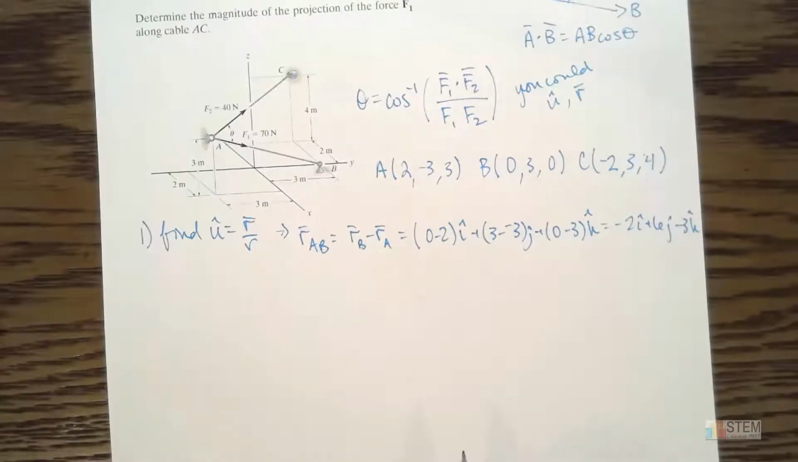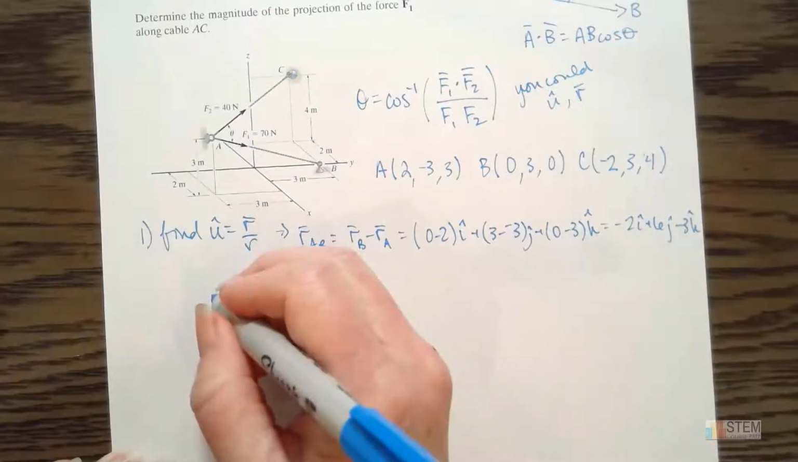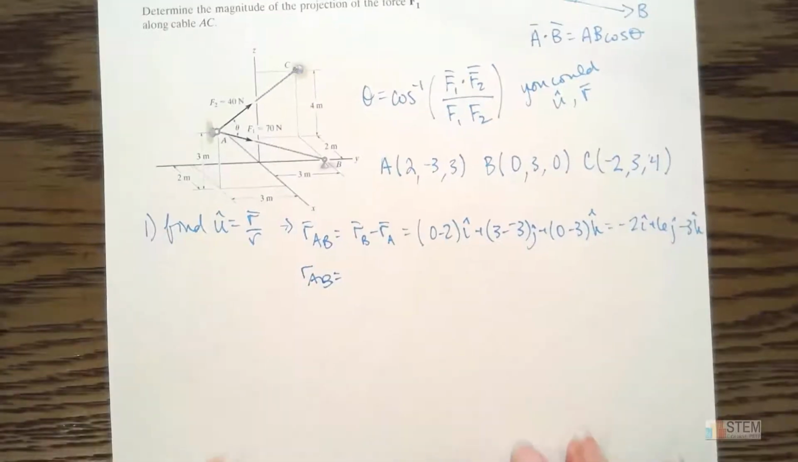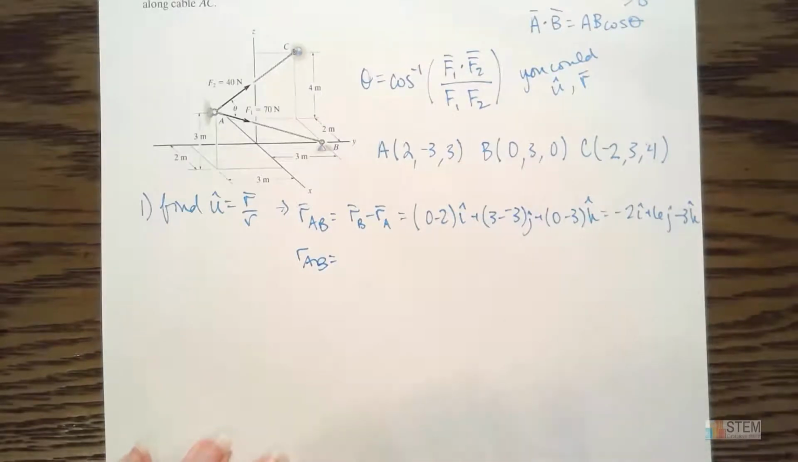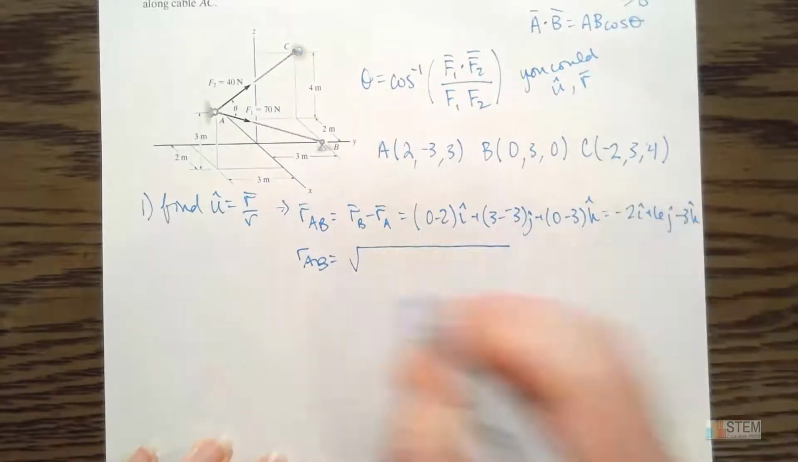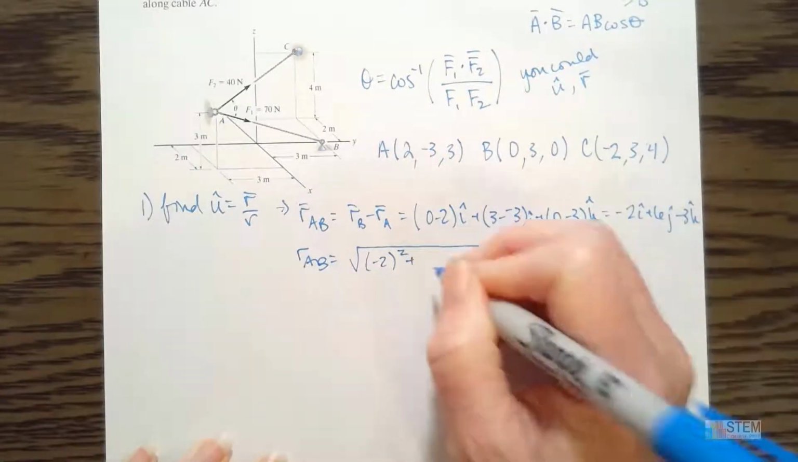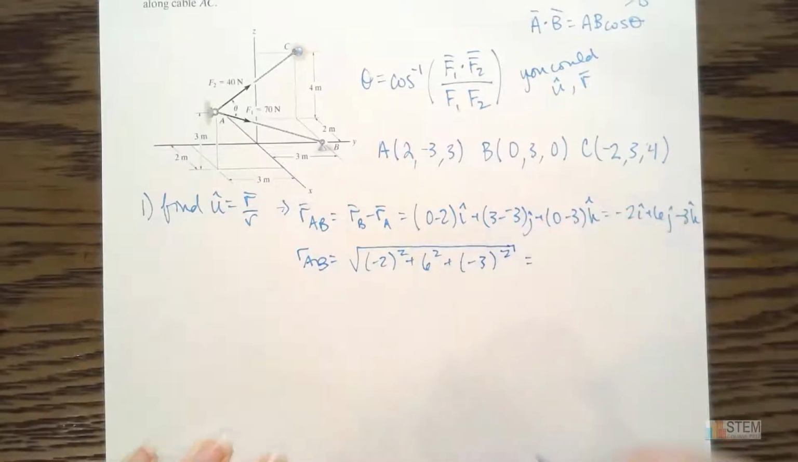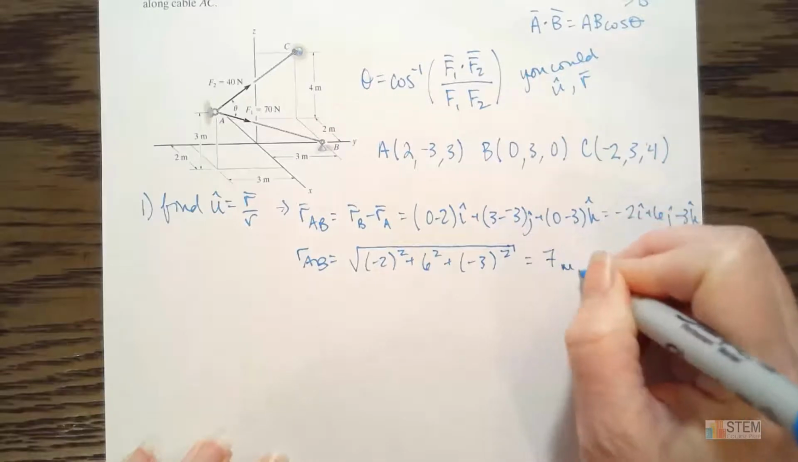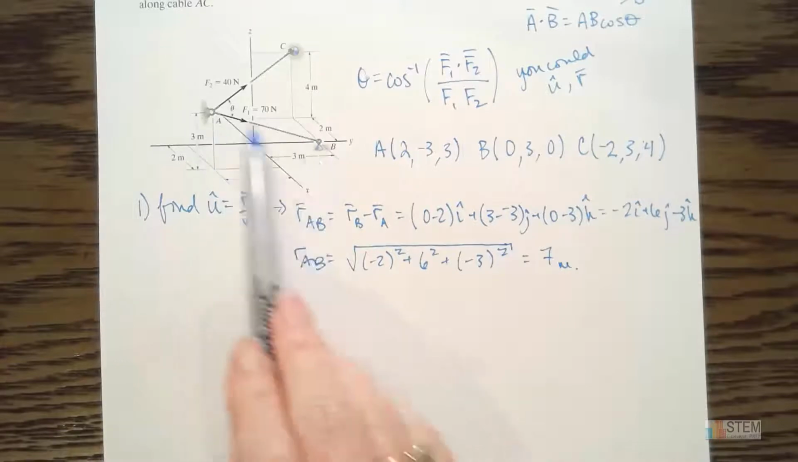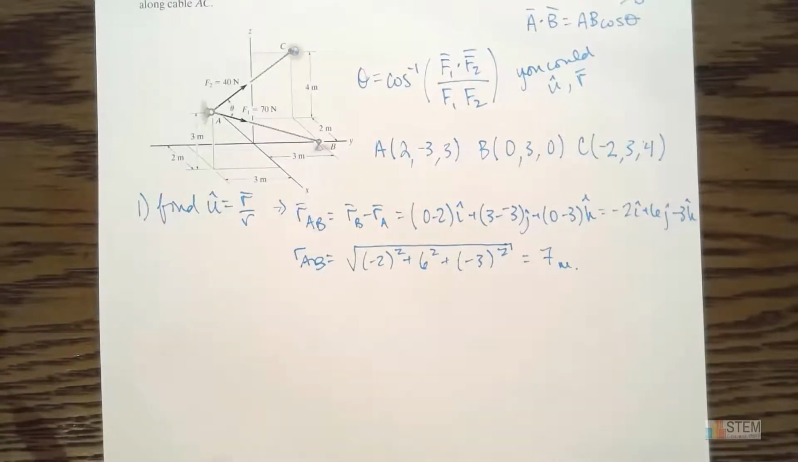Now that we've got that, let's find the magnitude of this. The magnitude is the square root of the sum of the squares of the components, right? So we have the square root of negative 2 squared plus 6 squared plus negative 3 squared. Put that in your calculator, you get 7 meters. This means the length of cable AB is 7 meters long. So that's good, right?